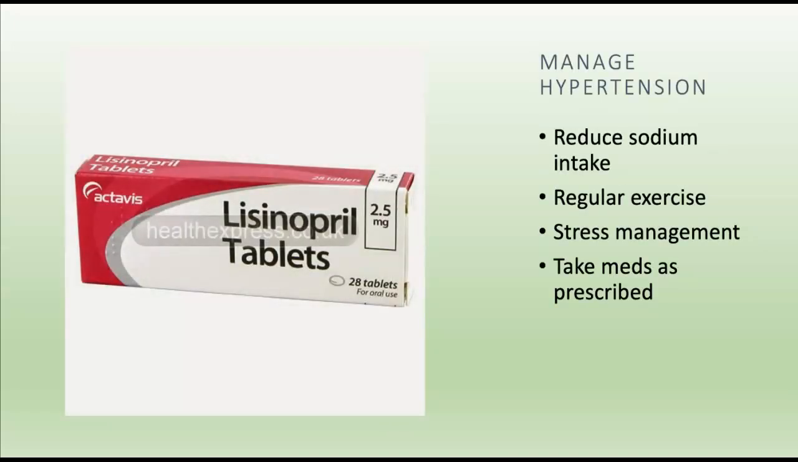Manage hypertension. So lisinopril, your ACE inhibitors, are the biggest drugs that you're going to see for high blood pressure. We can also have them reducing their sodium intake. Regular exercise is going to help with blood pressure. Stress management helps with blood pressure. And then any medications. They could be on diuretics, beta blockers, calcium channel blockers. We know there's a lot of different classes of medications that treat blood pressure. So we want to make sure that they're taking their blood pressure meds as prescribed.